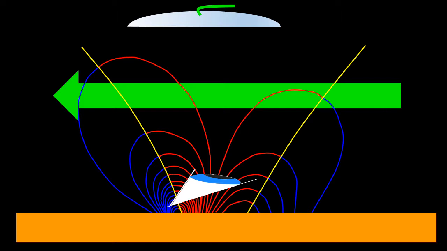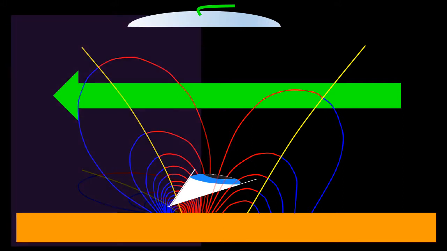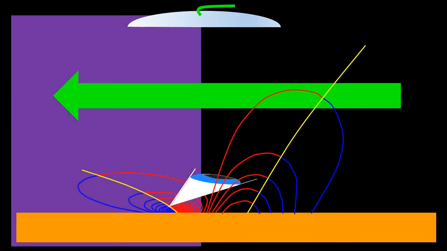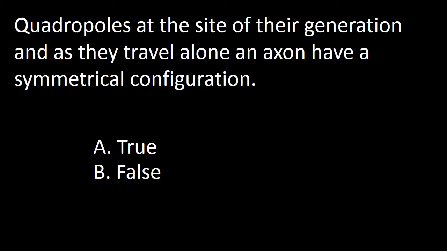The explanation given by some authors regarding this asymmetry can be summarized by saying that whereas the leading dipole is encountering fresh axonal area, the trailing dipole is being produced by an already used axonal area. It is also important for me to mention and for you to keep in mind that the degree of asymmetry will vary depending on many different factors, and so will the fields and the wave that the traveling quadrupole will produce. For example, when quadrupoles go from one medium to another medium with different characteristics, here represented by the transition from black to purple, the asymmetry will become more significant. That is the asymmetry of the quadrupole. So the answer to this question is false.